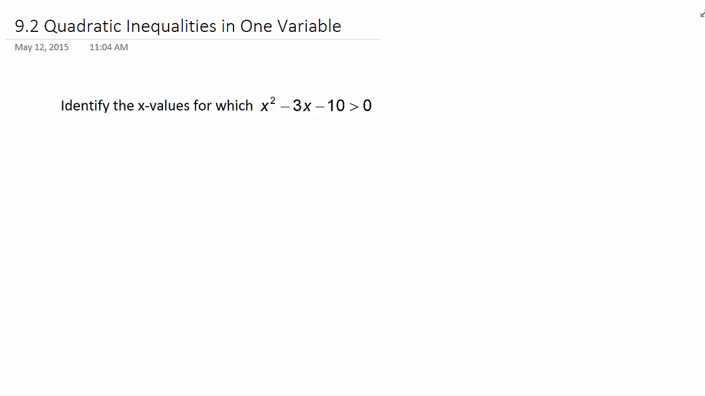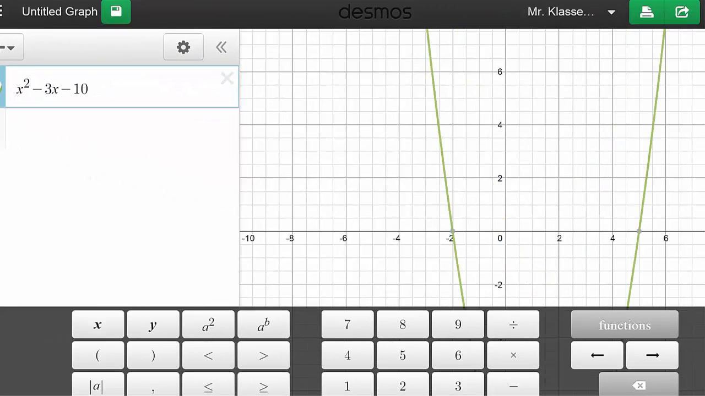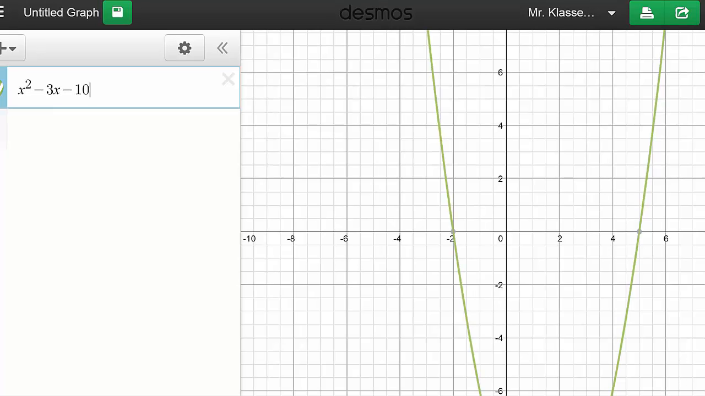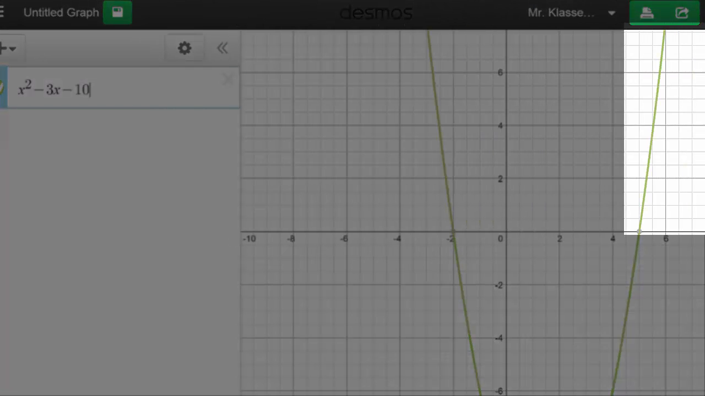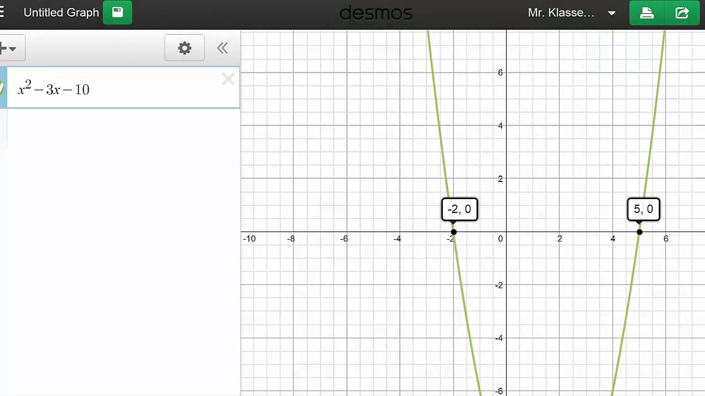There are two ways to do this. One is to consider the graph of the corresponding function f of x equals x squared minus 3x minus 10 and ask yourself, for which x values is f of x greater than 0? It's fairly obvious here that it's going to be all the x values to the left of the first zero and all the x values to the right of the second zero. We can see those zeros very clearly over here on Desmos.